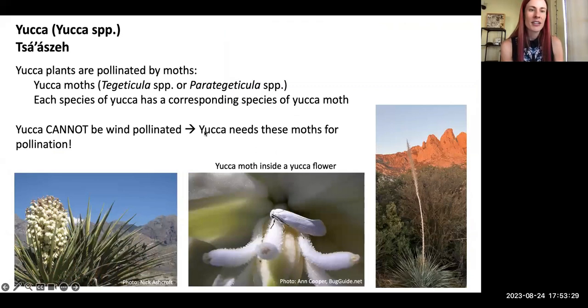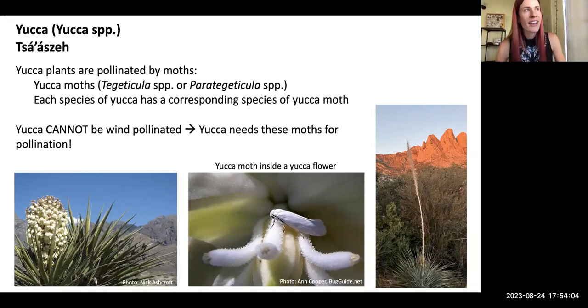Yucca, as I mentioned, yucca plants are pollinated by moths. So yes, they are moth pollinated. And each species of yucca has its own corresponding species of yucca moth. So there are two different genera of these moths, these yucca moths, and yucca absolutely needs them. It can't be wind pollinated, and other pollinators aren't as effective as this yucca moth. So it's a very intricate relationship where the moth can really get inside those flowers and spread around the pollen. So pretty neat.